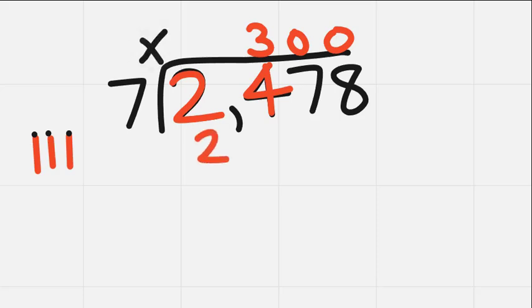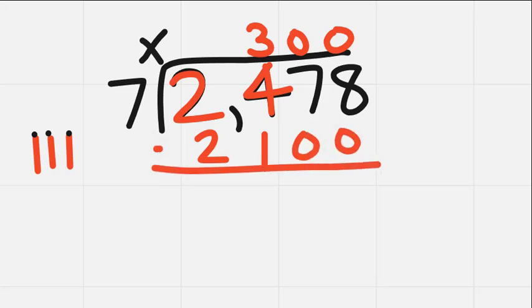7 times 3 is 21. Then we add the zeros. Then we subtract. 8 minus 0 is 8. 7 minus 0 is 7. 4 minus 1, 4, 3. And then 2 minus 2 is nothing. Now we'll divide again. 3 is too low, so we cannot divide it.